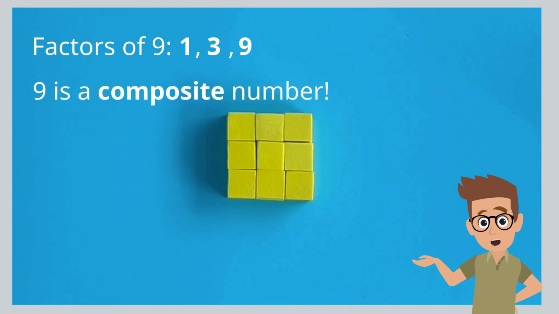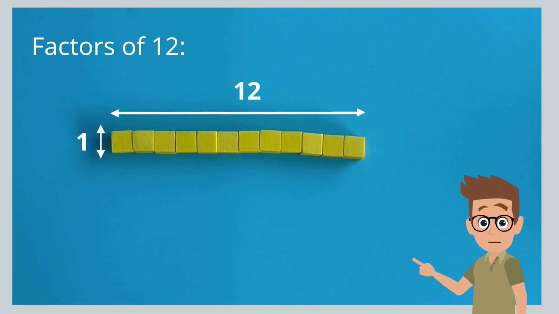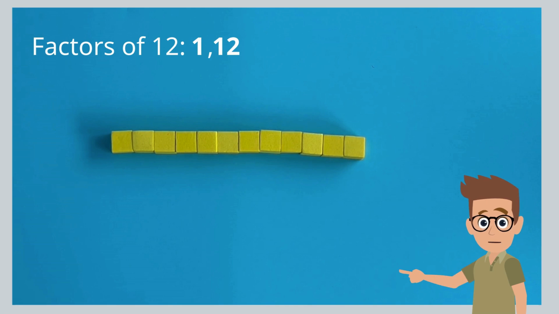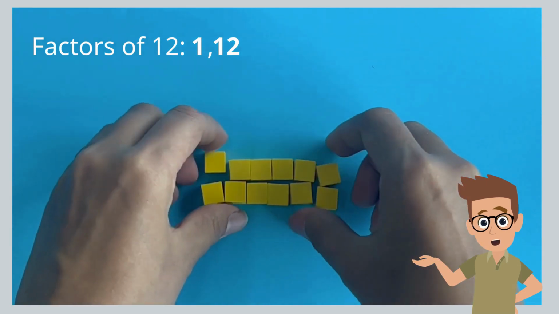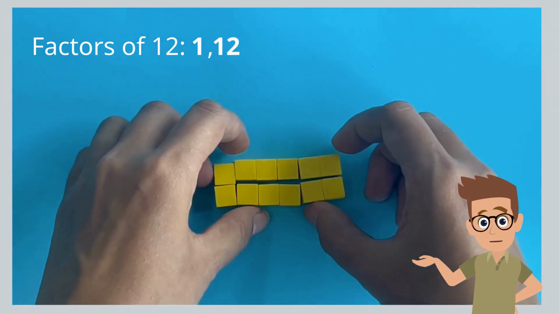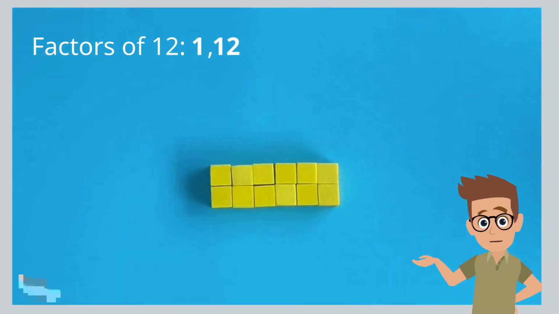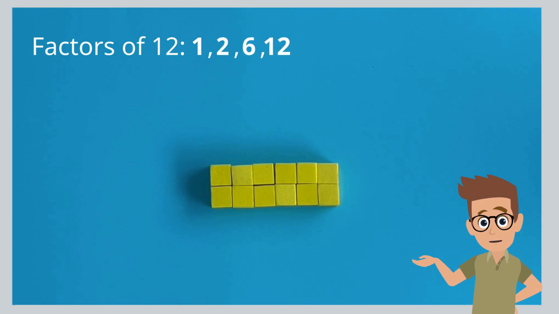Now, let us find the factors of one last number, 12. In this array, there is 1 row and 12 columns. So, 1 and 12 are factors of 12. We can also arrange 12 cubes to form another array. In this array, there are 2 rows and 6 columns. So, 2 and 6 are also factors of 12.